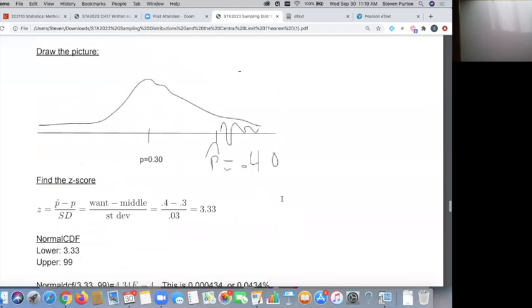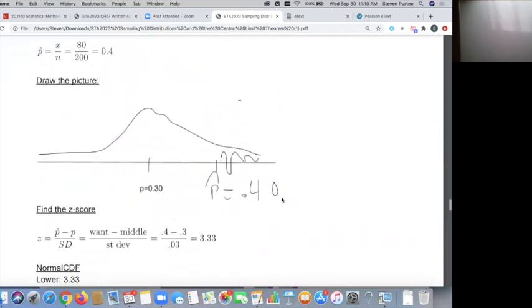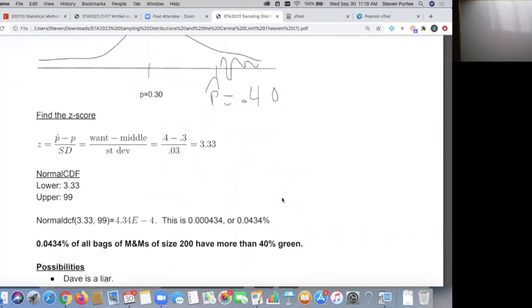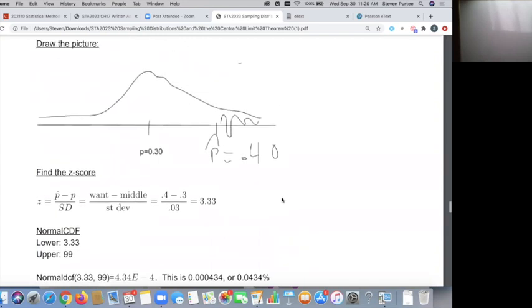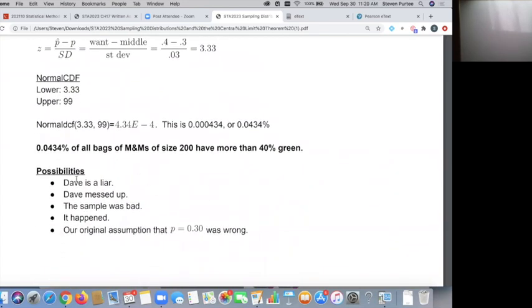So the way I see it, there are 4 possibilities here. When somebody makes an outrageous claim, extraordinary claims require extraordinary evidence. So if somebody makes an outrageous claim, your first thought should always be that person is a liar. So that's our first thought. Dave's just a liar.